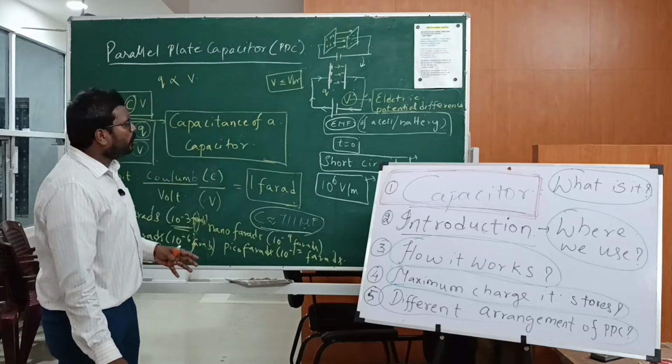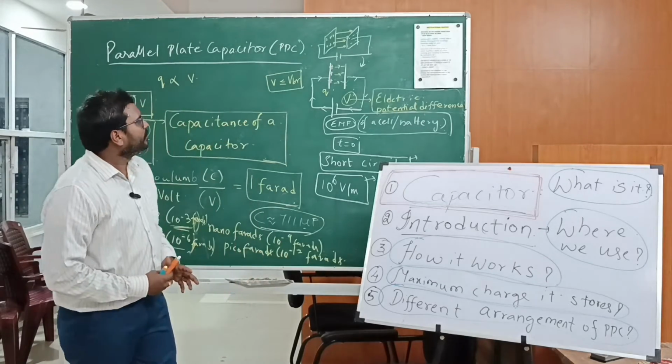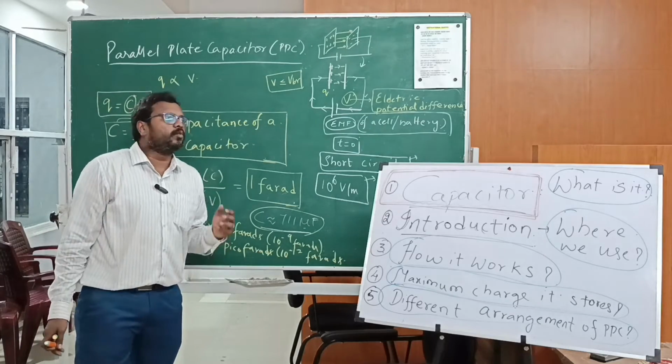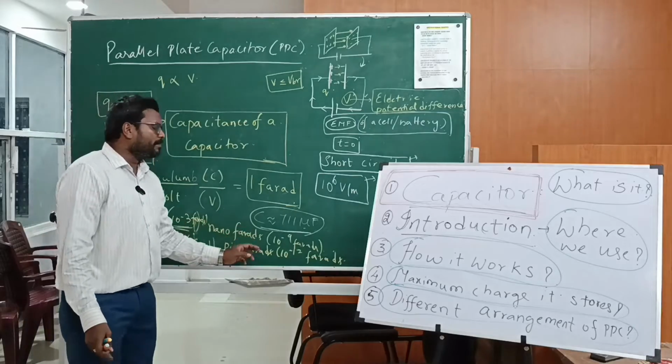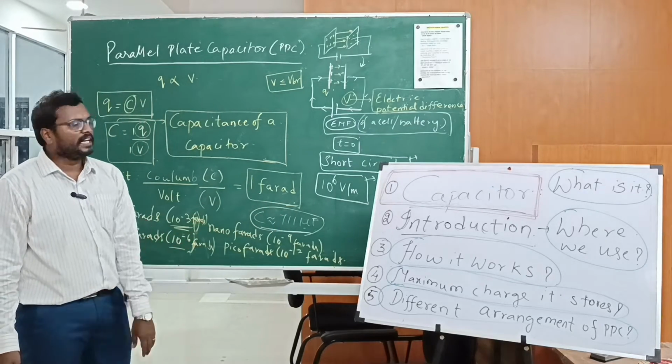Are you able to see this clearly? I hope you guys are able to see this clearly. So try to know that the capacitance of a capacitor will usually be in terms of farads. Either it will be microfarads or nanofarads or millifarads.